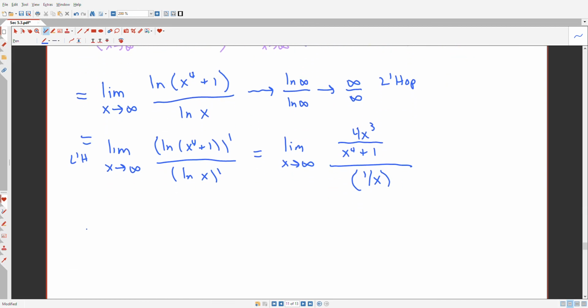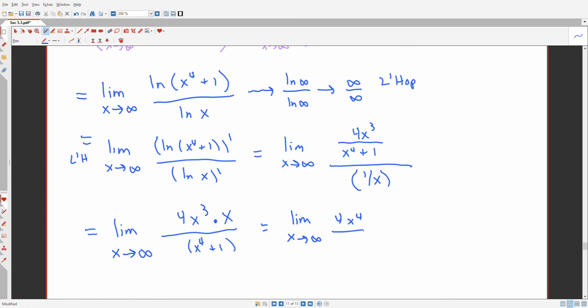And so let's see if we can sort this out. We'll get the limit as x goes to infinity of 4x cubed divided by x to the fourth plus 1. But then that 1 over x, I guess, could come up here to an x to the positive 1. And so if I rewrite that, I will have the limit as x goes to infinity of 4x to the fourth over x to the fourth plus 1. And now we're panting, or at least I am.